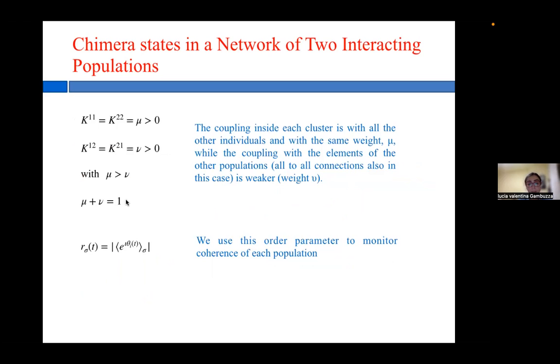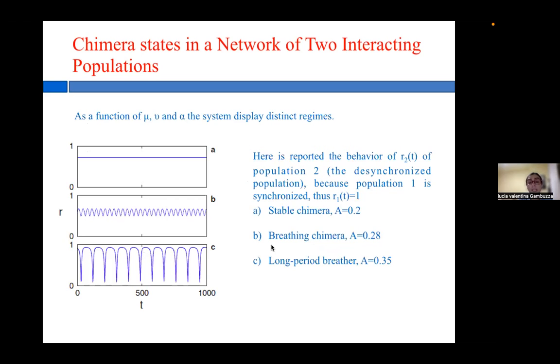But not only that, we can adjust one coupling strength with respect to the other by looking at a parameter A, which represents the difference between the coupling strength inside each population minus the coupling strength of the units among the two populations. So in the first case, if we fix the two parameters, mu and nu, the two coupling strengths, such that their difference is equal to 0.2, Strogatz and Abrams have termed this behavior stable chimera.